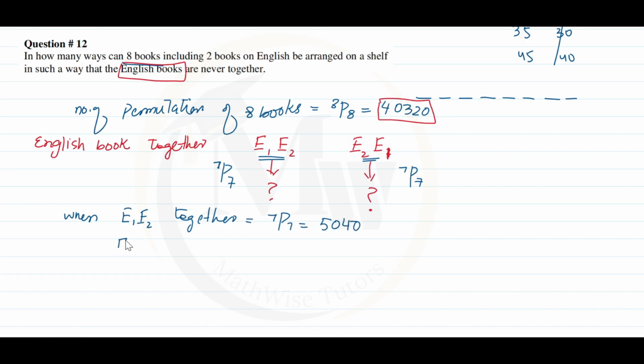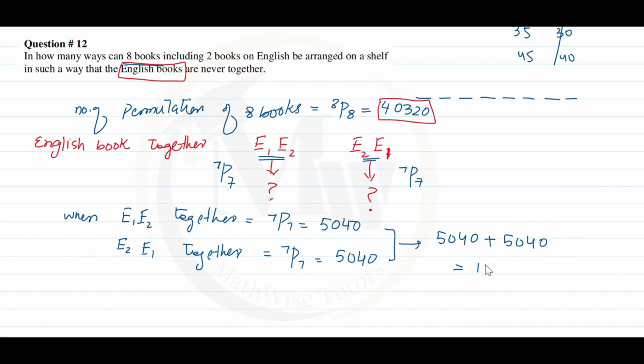And when E2, E1 together, which is again 7P7, which is 5040. So including both, they are equal to 5040 plus 5040, that is equal to 10,080. So this is the total number of ways when these English books are together, but we need to find when English books will never be together, so we subtract this from the whole.